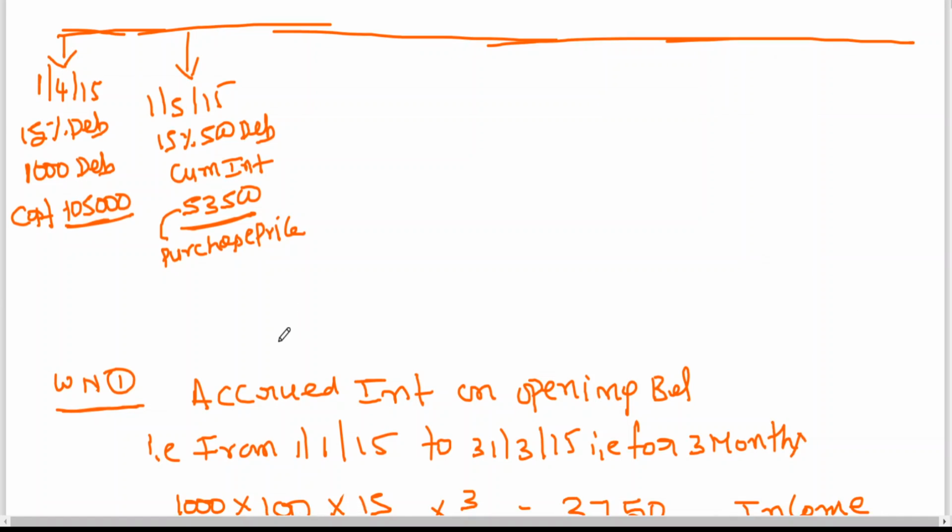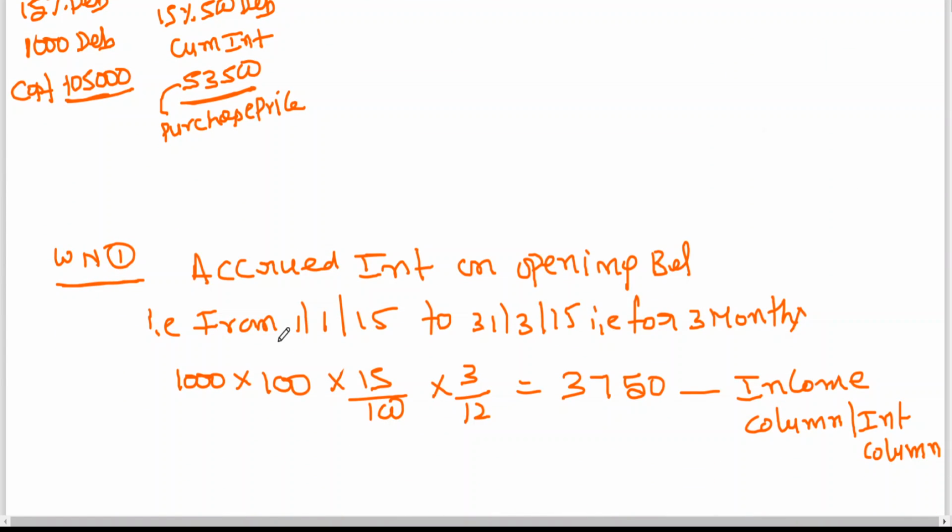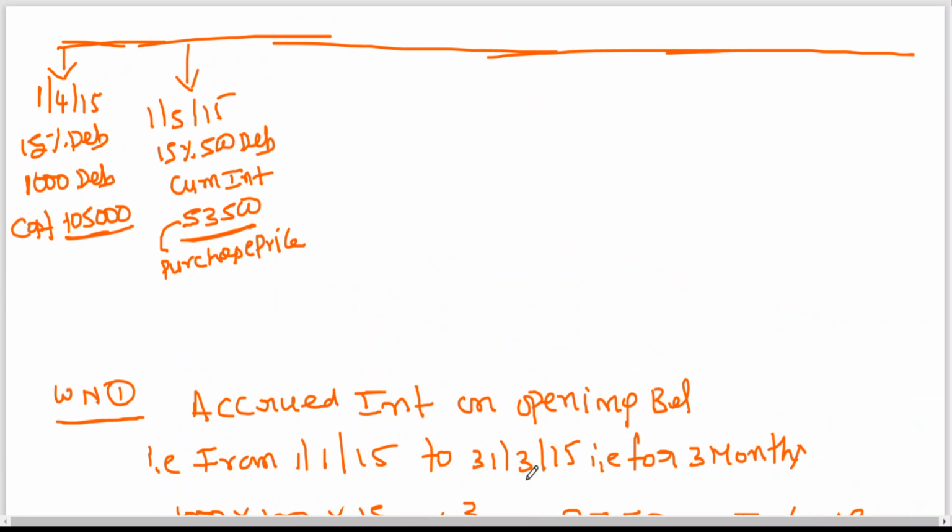Okay, so 53,000 purchase price. That purchase price is including interest, you know, that accrued interest. What is accrued interest, sir? When it has been purchased, 1st May 2015. Clear to all of you? 1st May 2015 it has been purchased.